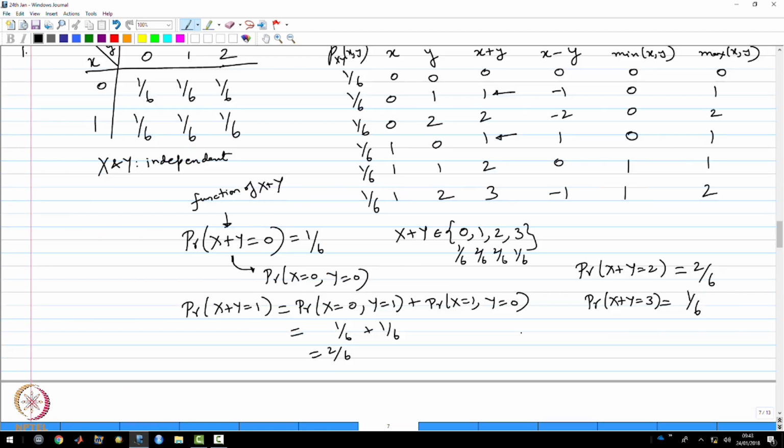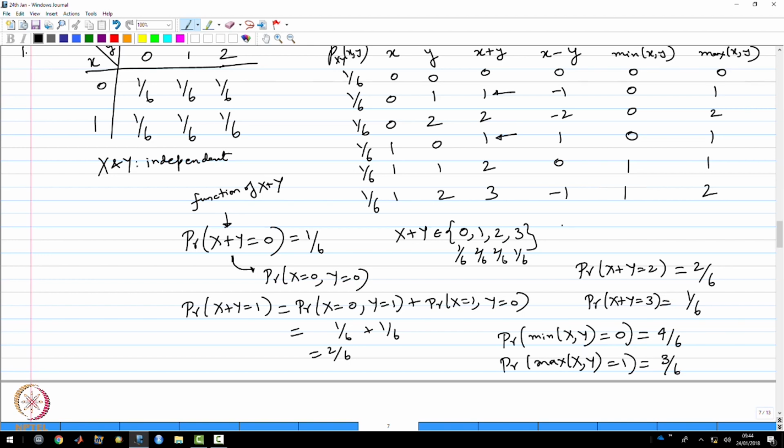Supposing you want to ask what's the probability that min of x comma y equals 0? You have 4 possibilities here, 1 by 6 plus 1 by 6 plus 1 by 6 plus 1 by 6, that's 4 by 6. Supposing you were to ask what's the probability that max of x comma y equals 1. There are 3 possibilities here, 1 by 6 plus 1 by 6 plus 1 by 6, that's 3 by 6. So for small examples like this, it's very convenient to simply write down the table, write the joint PMF, and then evaluate whatever function you want. Whatever the function may be, you can quickly write down the answer.